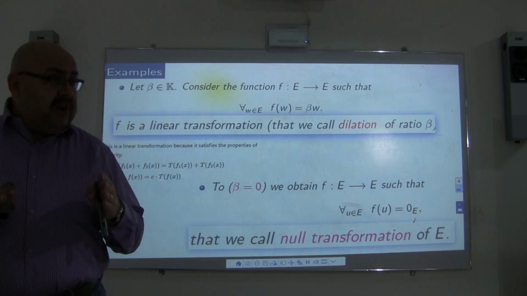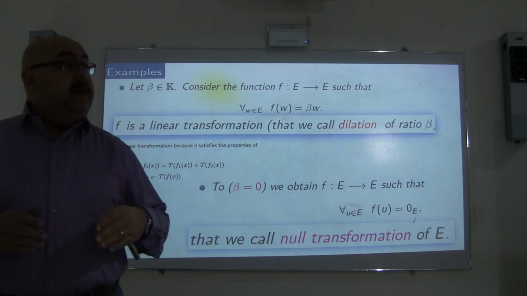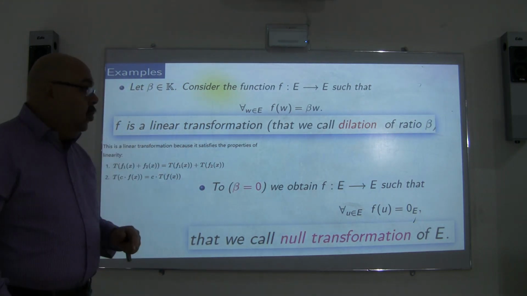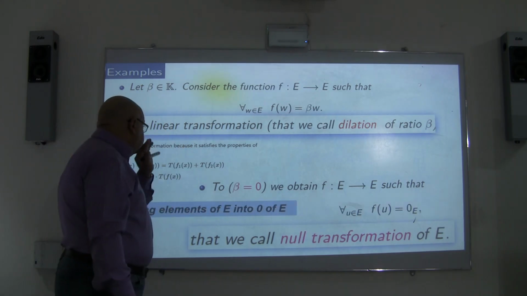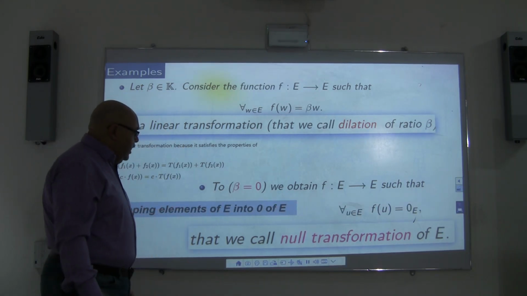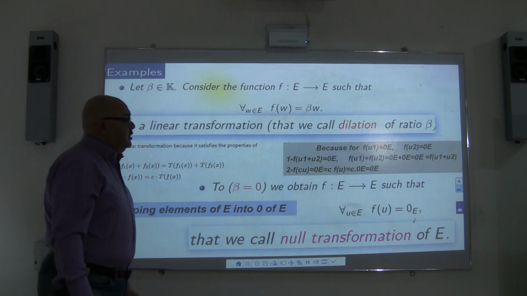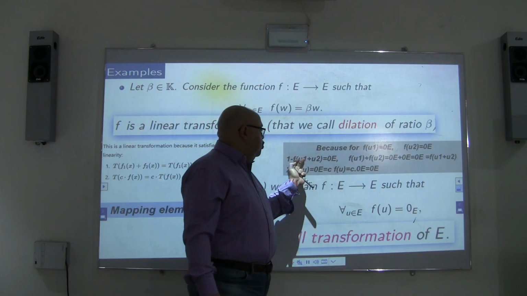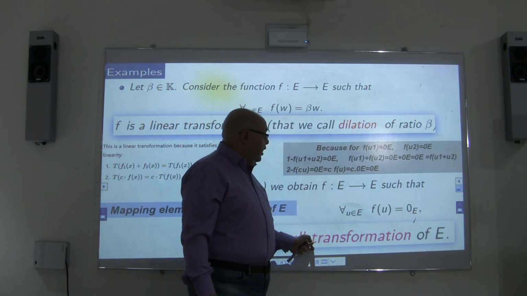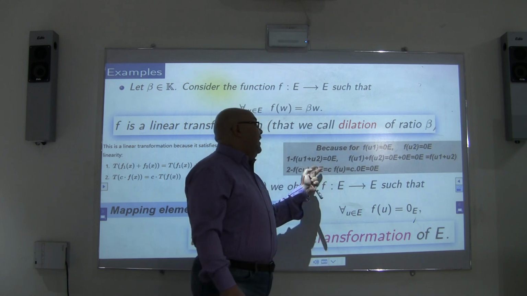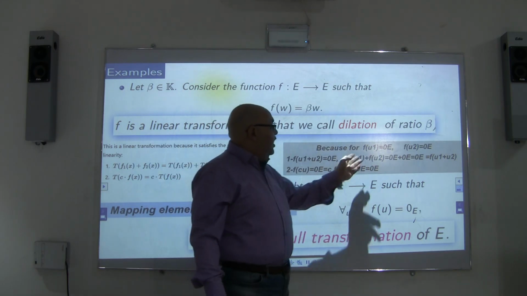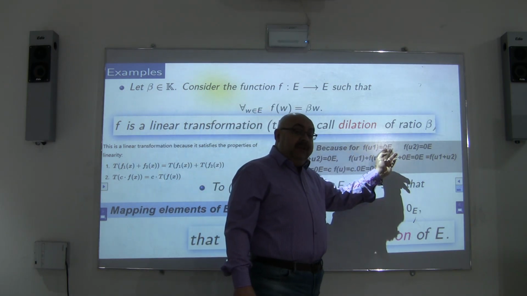If we are moving stuff from the input to be mapped into the origin, then we will call it a null transformation, okay? Or the null transform. Mapping element of E into the 0 of E. Because for this one, for the dilation, if you have F, U1 and U2, for the null linear transformation, I can prove its linearity, because simply any vector will be mapped into the origin.